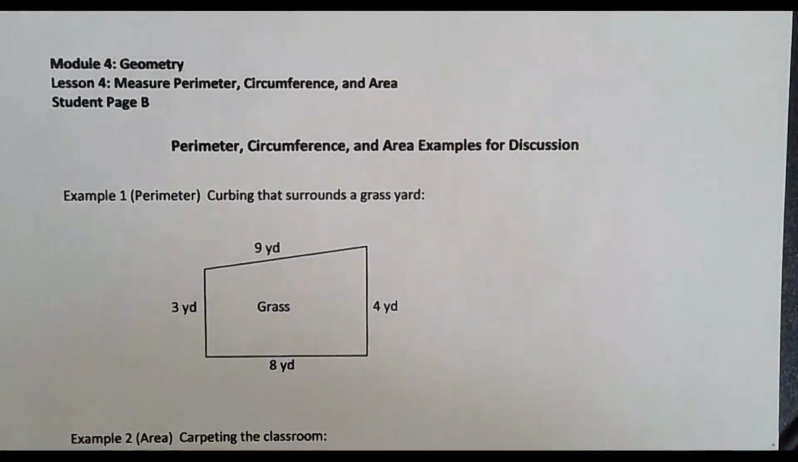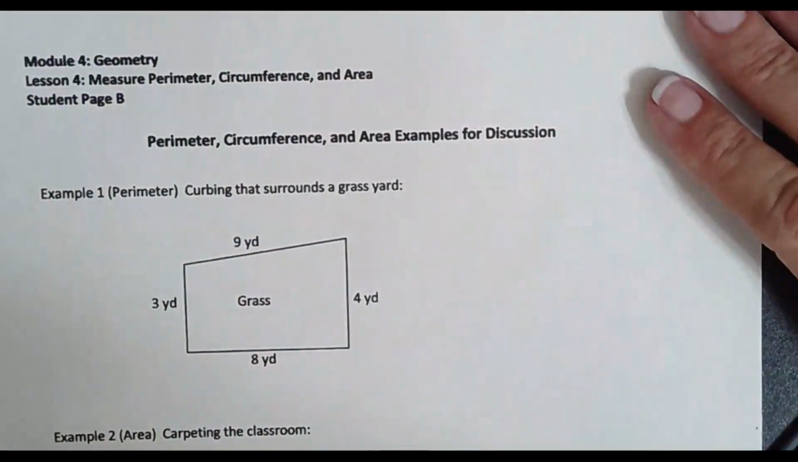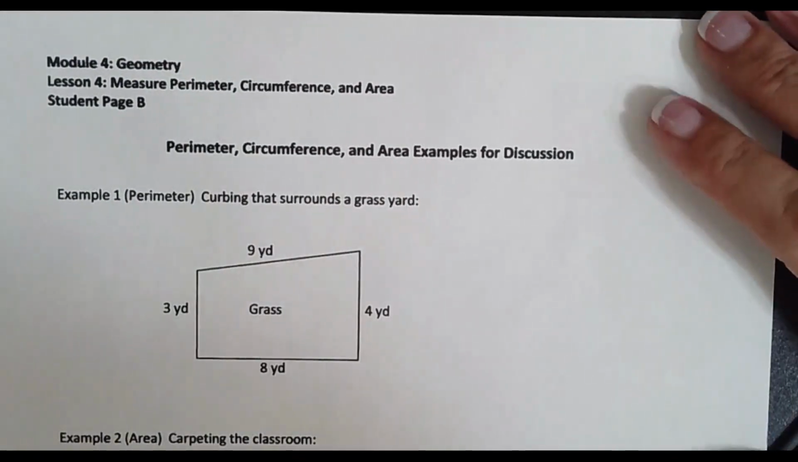This is just a little warm-up to introduce you to Module 4, Lesson 4. So we're going to do 3 examples and just kind of give you an idea of what you're going to do when you're measuring perimeter, circumference, and area in this module. So it's just a fast little 1-page sheet just for practice.